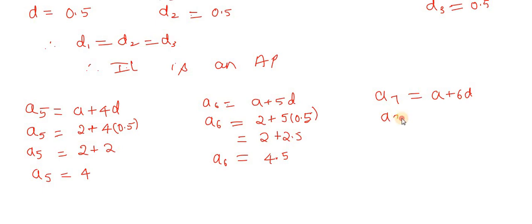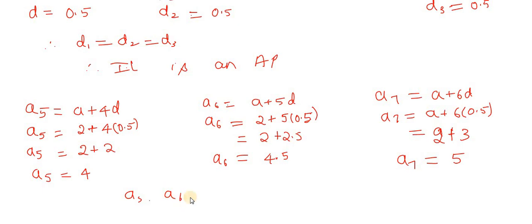Then A7. A7 is nothing but A plus 6 into 0.5. What is A? That is nothing but 2. 2 plus 6 into 0.5, which is 3, equals 5. So A7 equals 5. Therefore the next three terms, A5, A6 and A7, are 4, 4.5, 5. Is it clear?